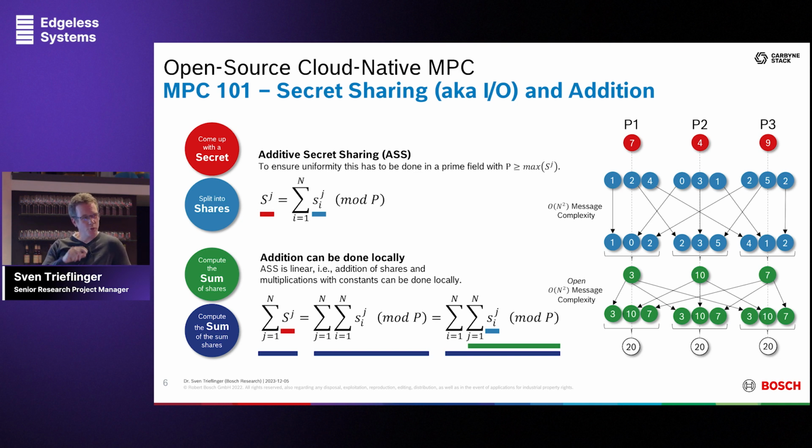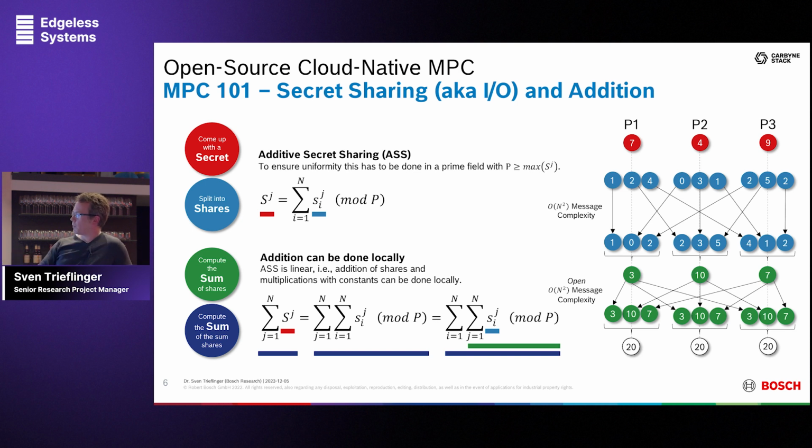And what they want to do is jointly compute the sum of these numbers without giving these numbers to the other parties. How this works is they use a technique called secret sharing. They take their number, for player 1 this is the 7, and split it up into a set of numbers that together sum up to the original secret. So the 7 is divided into 1, 2, and 4.